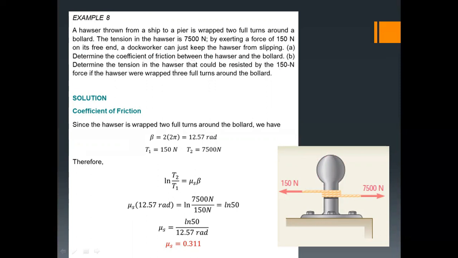Okay, so determine the tension in the hawser that could be resisted by the 150 Newton force in the hawser wrapped 3 full turns around the bollard. Since the hawser is wrapped 2 full turns around the bollard, we have our beta times 2, because that's two rotations, times 2 pi. So we could get this 12.57 rad. So our tension 1 and tension 2, nakuha na natin.